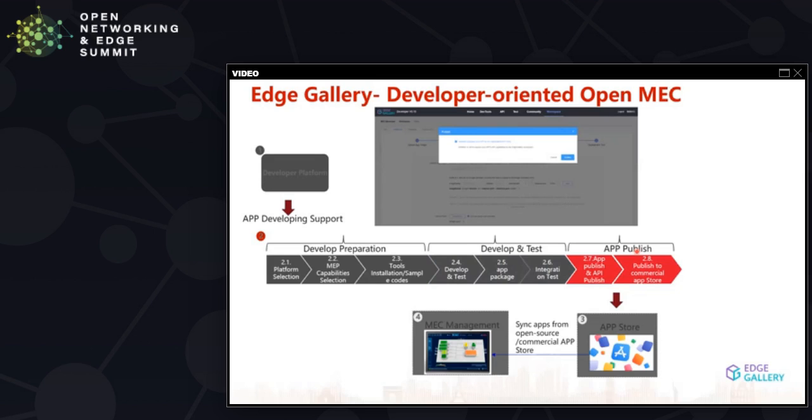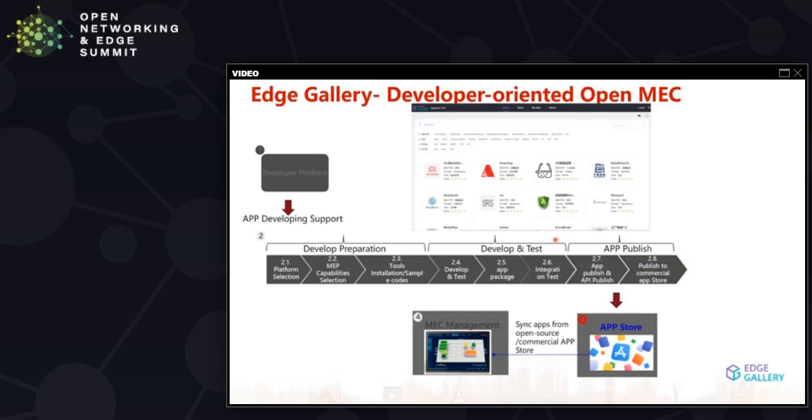And during the application publish, we also support applications publishing their own services to other applications, so that other applications can consume the vendor's application. Here we also have a platform to verify the application and to package the application and then publish it to the App Store. The App Store in Edge Gallery means all the applications already published to this App Store are already verified by the platform. They can be directly deployed by the MECM. Here, the App Store also can be some commercial App Store in future.